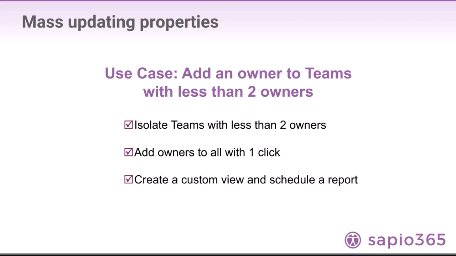And that's probably the key to everything you do in Sapio. Once you've got what you want, you don't have to reinvent the wheel. We've got a way for you to take what you've done and keep it, repeat it, schedule it, send it. That's the theme. Find it, fix it, repeat it, schedule it, send it. It's very powerful. Sonia, give us a look, if you would, please, at adding an owner to teams with less than 2 owners.